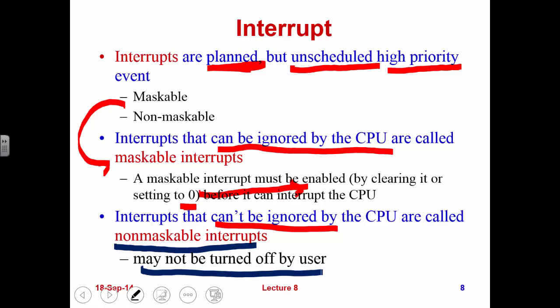So anyway, keep in mind we have two different types of interrupts: maskable and non-maskable. Non-maskable interrupts are very important. They cannot be ignored by the CPU, and they cannot be turned off by a programmer. Maskable is easy: we leave it to the CPU to take care of or not. But if you want maskable interrupts to be able to interrupt the CPU, you have to make its corresponding control bit 0.